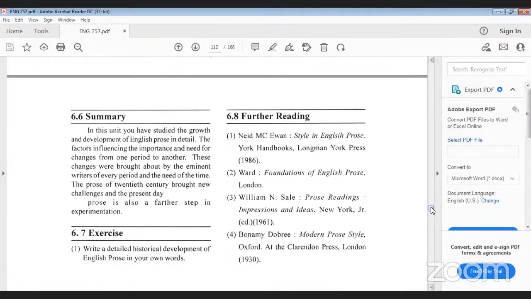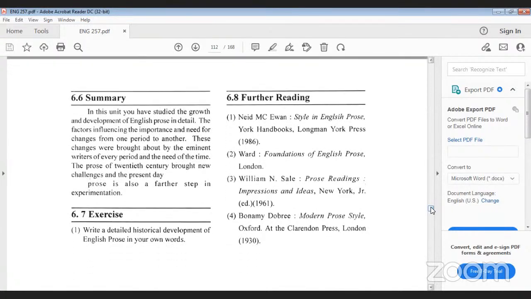you can go through the exercise: write the detailed historical development of English prose in your own words. Now you can go through this chapter and read it, so that what you have understood from this lesson which we have read, you have to answer by your own means. You can write it in your own language, in your own words, okay, not the textual language.